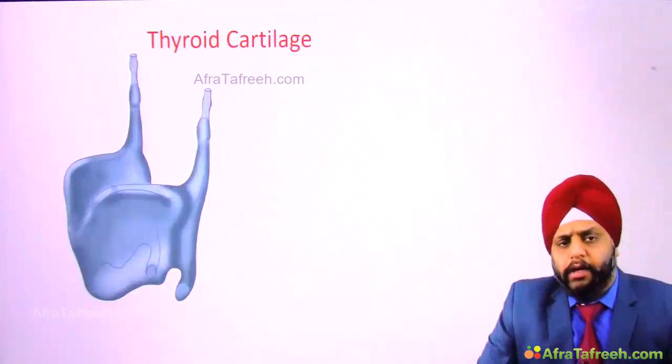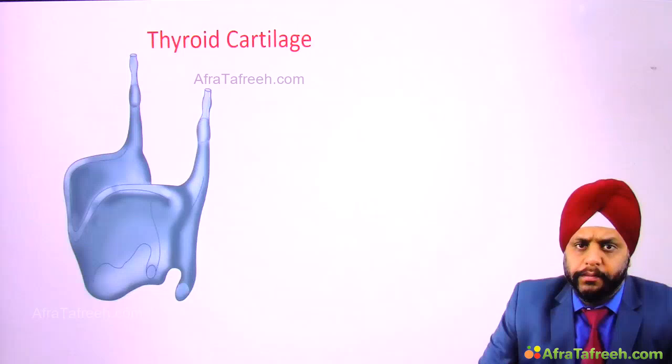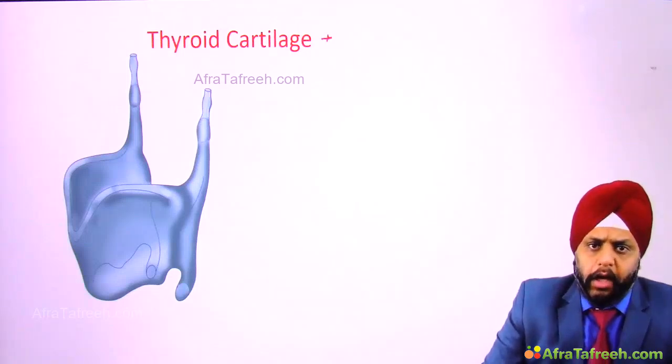Now the next cartilage that we have is the thyroid cartilage. Now this cartilage, the thyroid cartilage, is a hyaline cartilage.